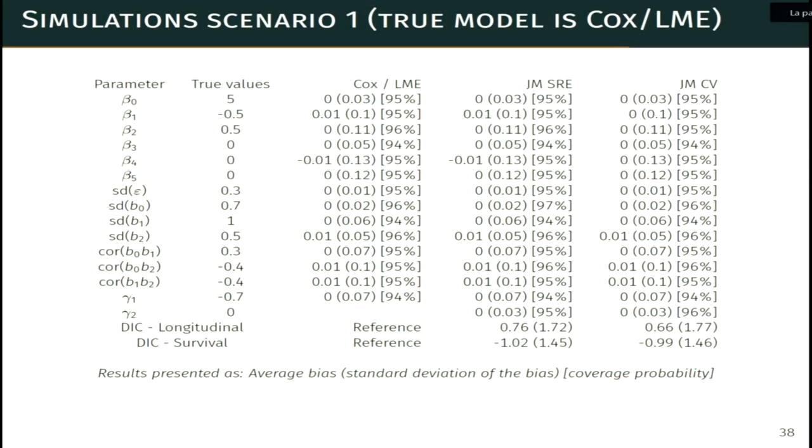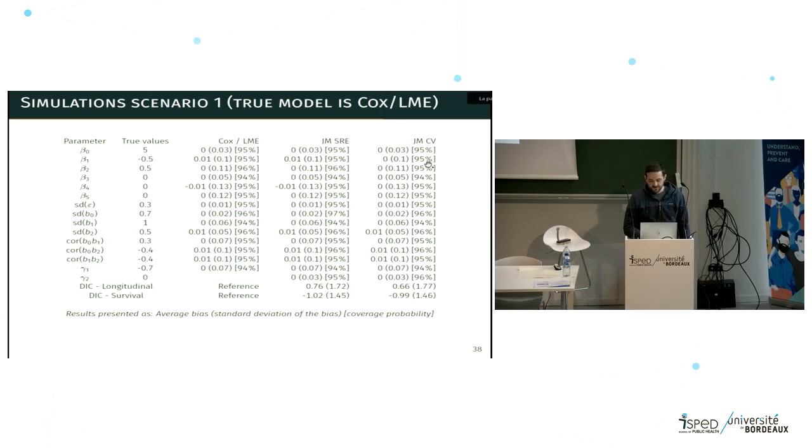So let's look at the results. Out of transparency, I just show the full results. It's a bit painful to read, but we don't need to spend much time on this. The idea is this is the first scenario, and we can see those are the parameters of the model. Those are the values I use to generate data.